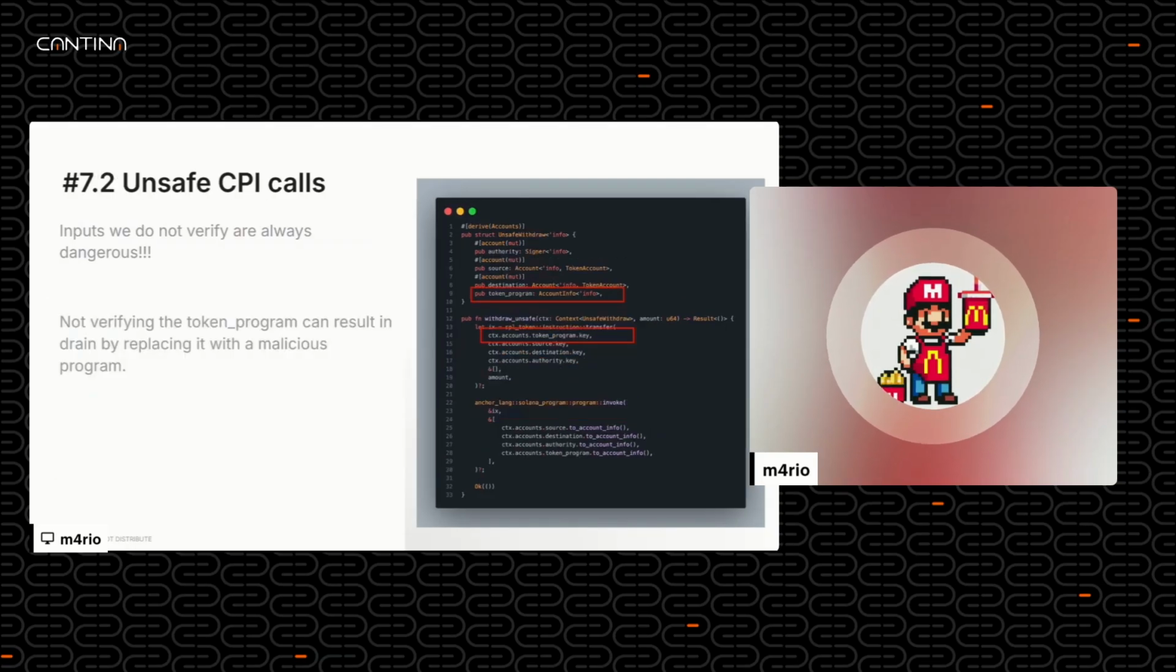There is another unsafe CPI call, which is basically not validating the program that you execute the CPI call on. In our use case here, we have the token program. As you can see, it is specified as an account info. It's not specified as a token program, which means that an attacker can actually override this with a malicious token program, and in our case, drain this withdraw, because the token program will be a malicious one.